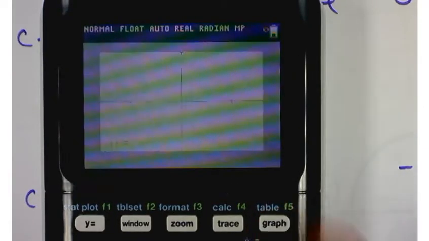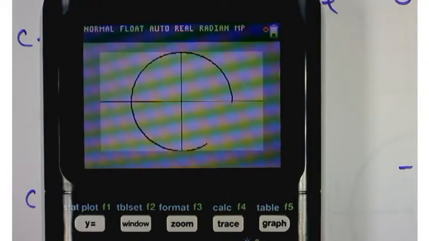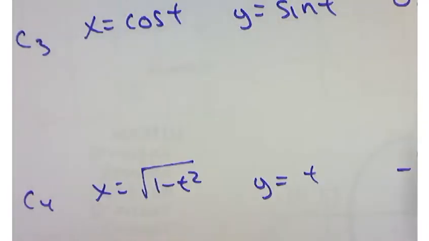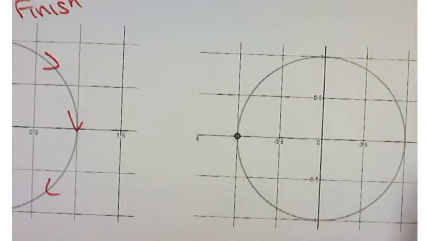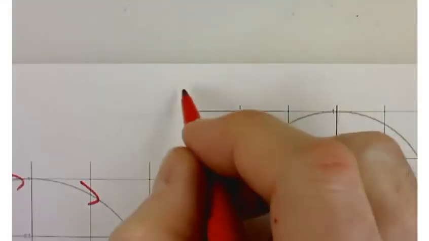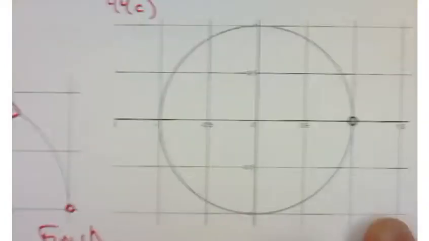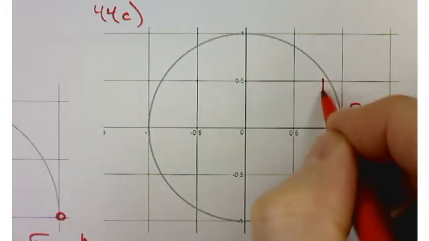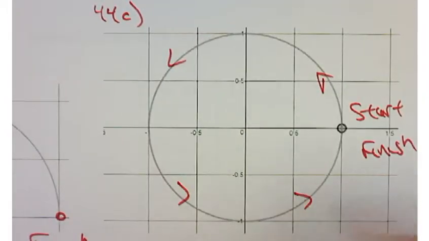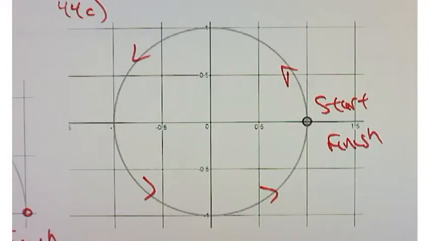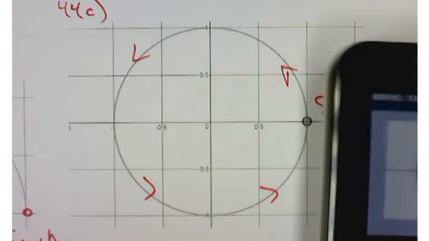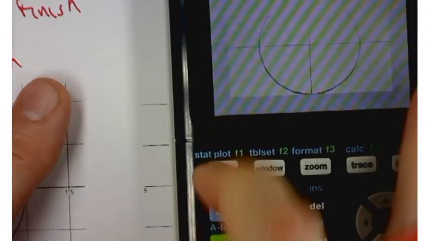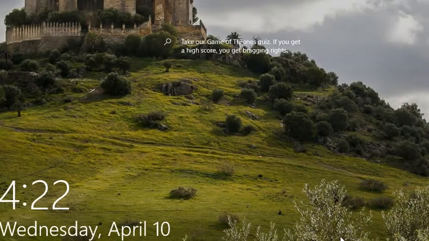This time I think we're going to start out at the positive x-axis and go counterclockwise. So that would be this one up here, 44 part C, start and finish. And again, we've got our orientation. The last one, and let's shut off these. Oops. Oh, are you kidding me?